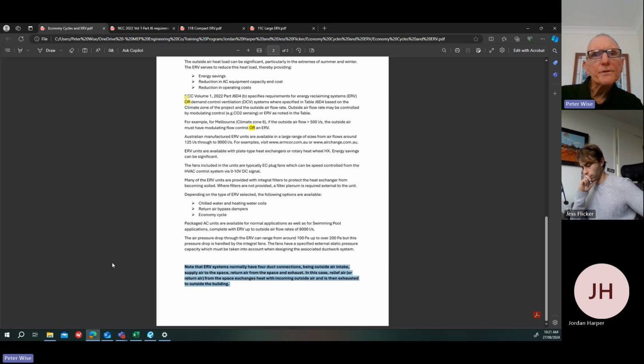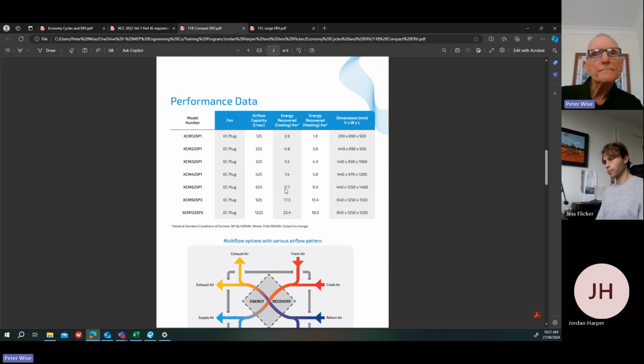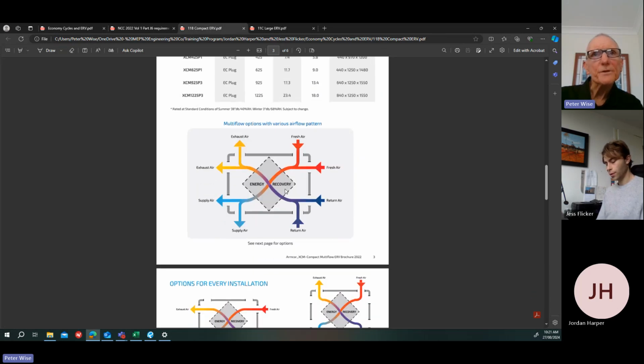Yeah, ERV systems normally have 4 duct connections, which is what we looked at on the schematic. Outside air intake, supply air to the space, return air from the space, and exhaust. In this case, relief air or return air from the space exchanges heat with the incoming outside air and is exhausted to outside the building, which is that schematic that we looked at earlier. Basically, that's the principle.